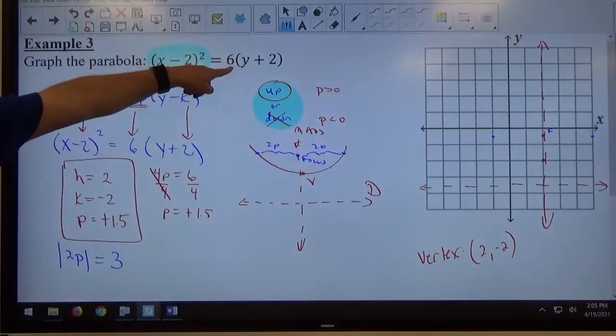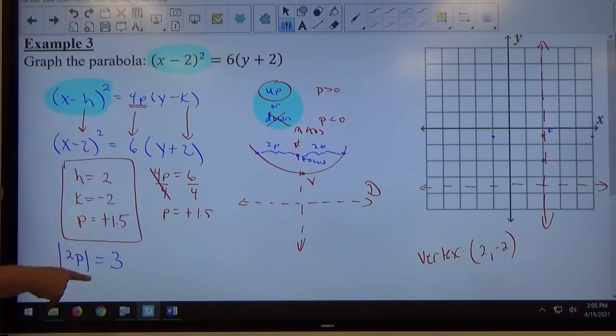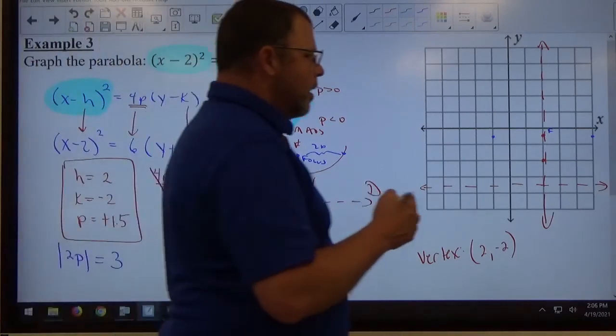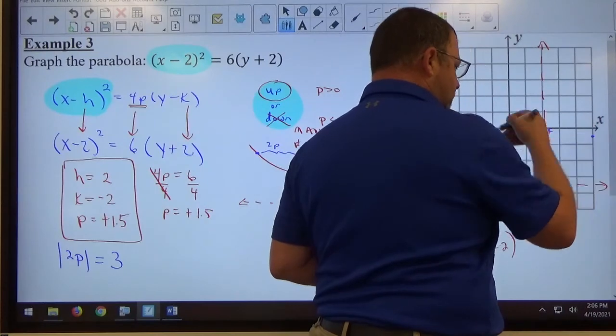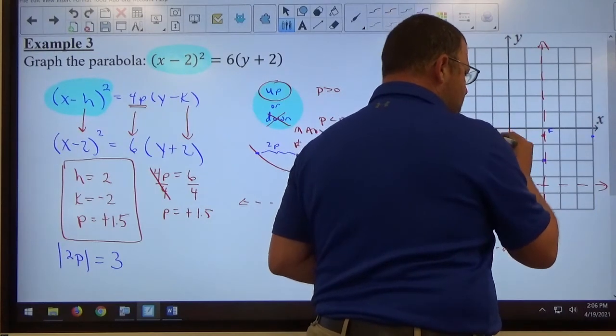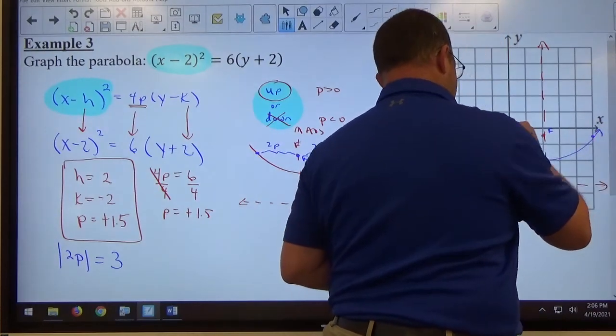You can also take half of that number. Half of 6 is 3. So either go 3 left, 3 right, because half of that, or double that. Take your pick. It means the same thing. So once you get your 2 points and your vertex, those are the points that are going to connect to make the parabola. So you can just connect the dots with a smooth curve through those 3 points. Okay.